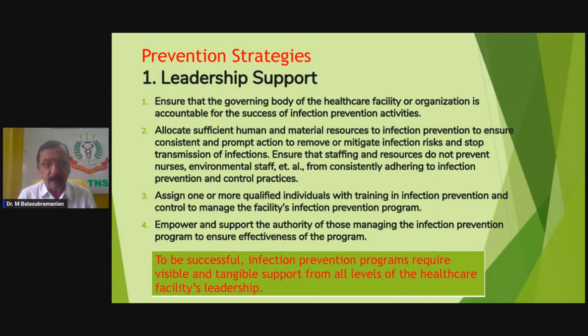Ensure that staffing and resources do not prevent nurses, environmental staff, etc., from consistently adhering to infection prevention and control practices. Assign one or more qualified individuals with training in infection prevention and control to manage the facility infection prevention program. So we should have a designated person who is well qualified and trained. Empower and support the authority of those managing the infection prevention program to ensure the effectiveness of the program. To be successful, an infection prevention program requires visible and tangible support from all levels of the healthcare facility leadership.